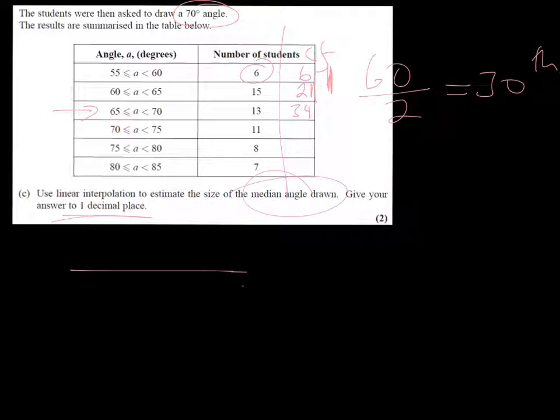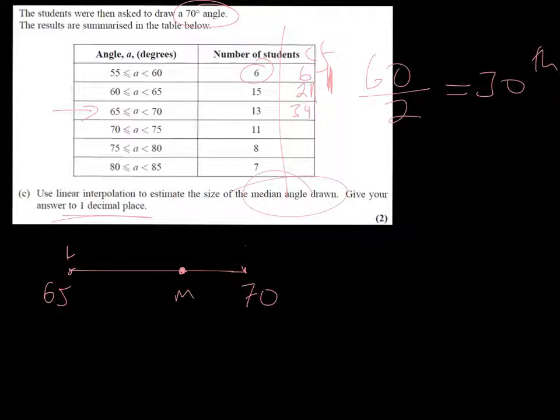So what we can say then is that it's going to be somewhere between 65 and 70, and we can see that the first 21 are taking us up to this boundary, and then the first 34 are up to this boundary. So if we're looking for the 30th result, we're going to be somewhere broadly up here. So we can just mark that on with an M for the median. And you should remember then that using interpolation, we can find the value of M by recognizing that the proportion here, the median, is the same proportion through this class interval as the number of students.